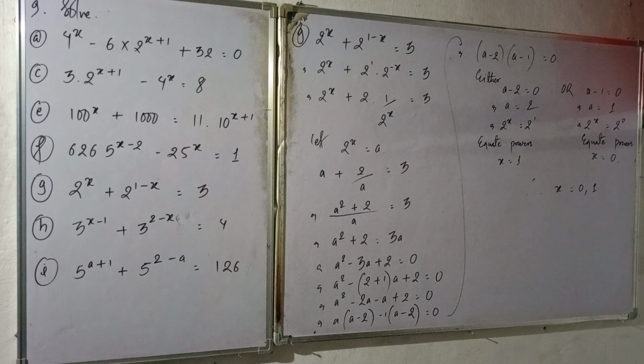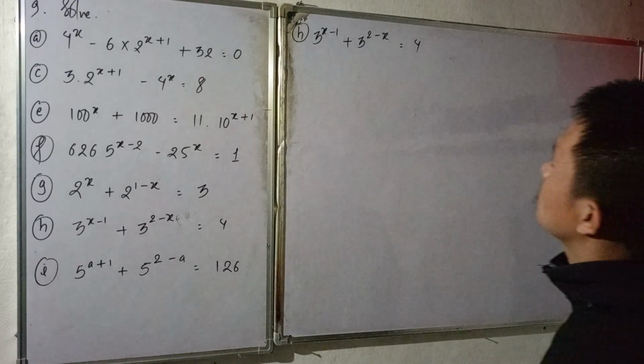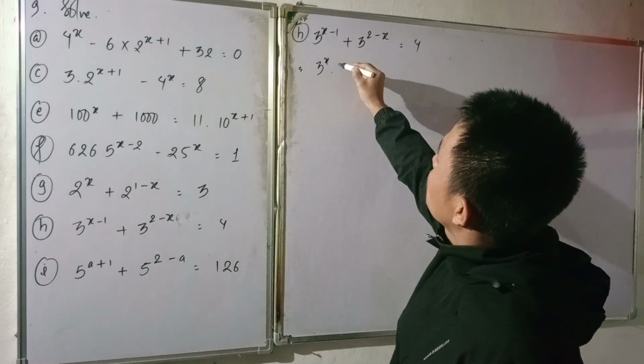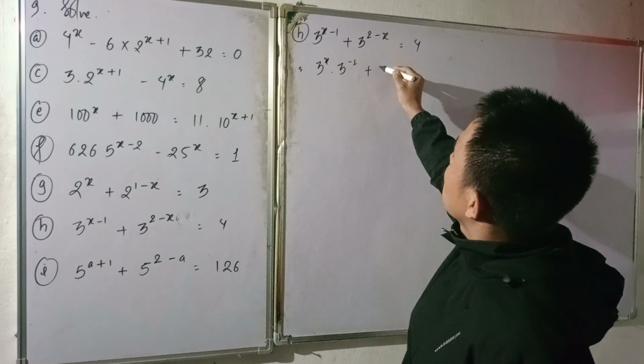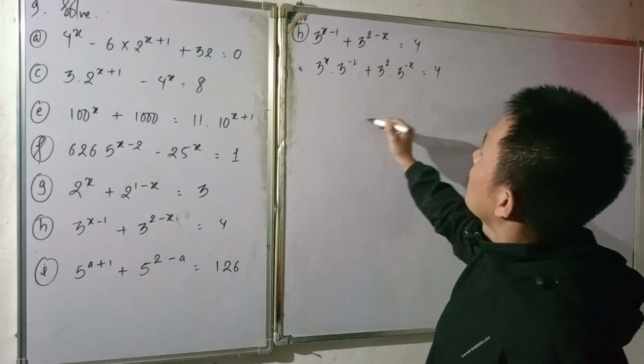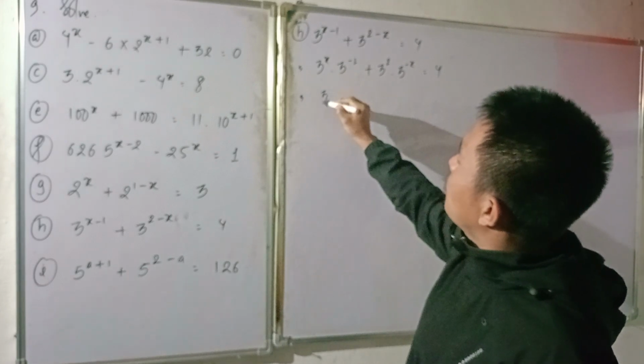If you don't have any problem, I would like to start the next number. If you want to copy this, just take a screenshot. It's better if you do it by yourself after knowing how it is done. Now you try to disintegrate this all. So I'm going to separate this all: 3 power x, and this will be 3 power minus 1, plus here this will be 3 power square, and this will be 3 power minus x equals to 4. Now you just suppose this, let's say 3 power x.